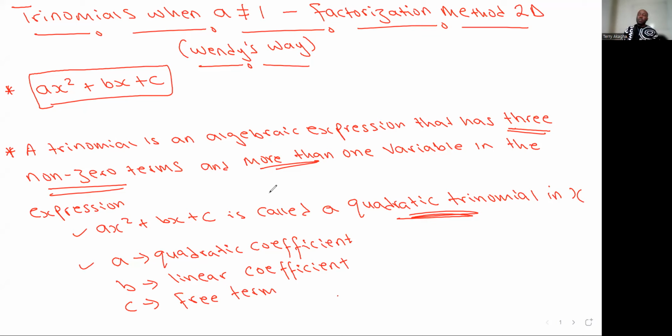In the previous video, I also told you that the general expression of a quadratic is ax squared plus bx plus c. I also explained that a trinomial is an algebraic expression that has three non-zero terms with more than one variable in the expression. The general expression ax squared plus bx plus c is a quadratic trinomial in terms of x. The a stands for the quadratic coefficient, the b is the linear coefficient, and the c is the free term. We've talked about all this before.